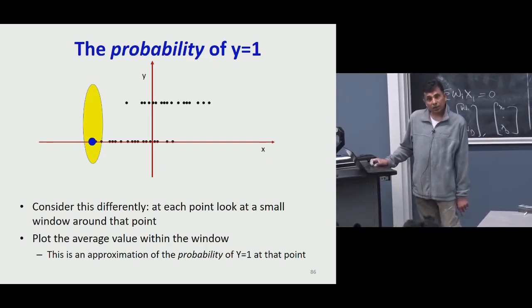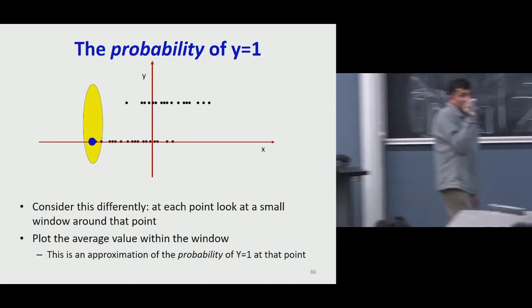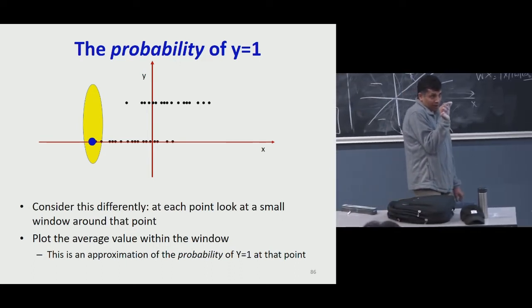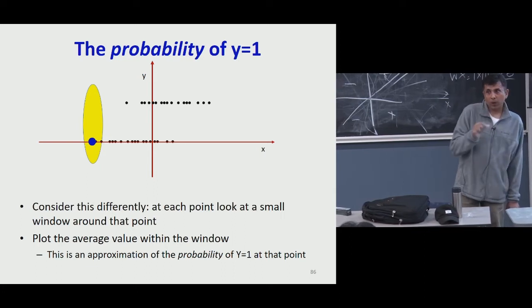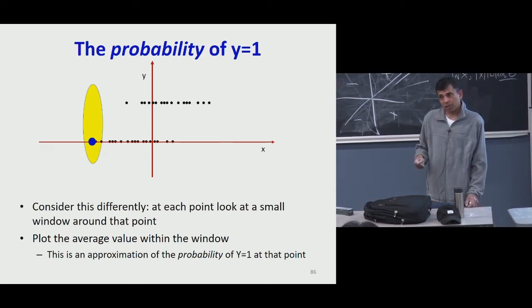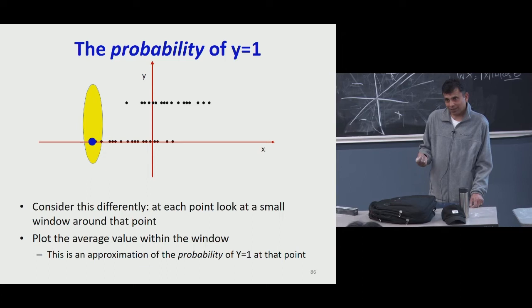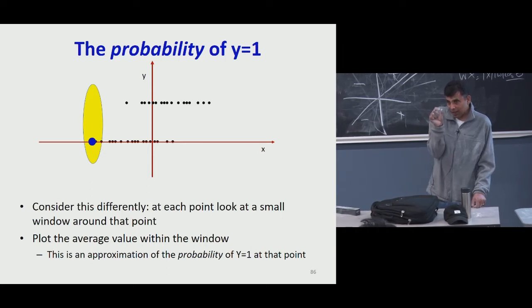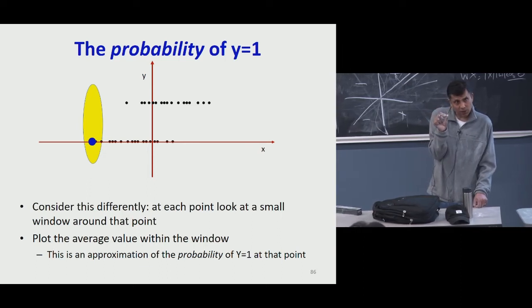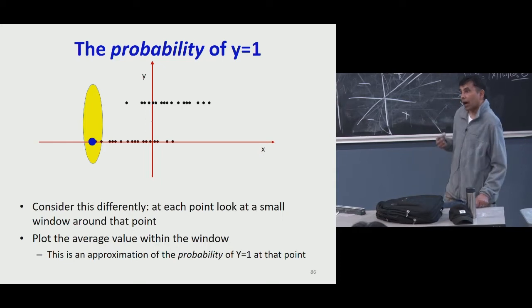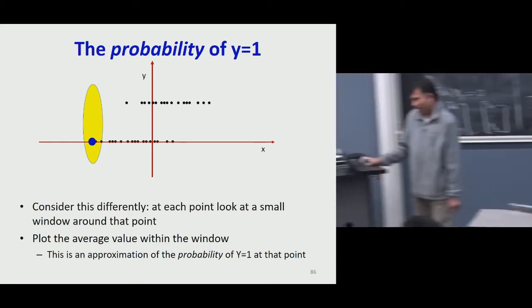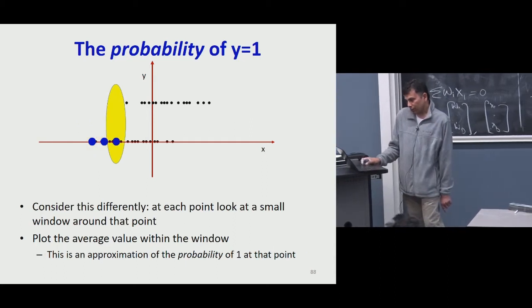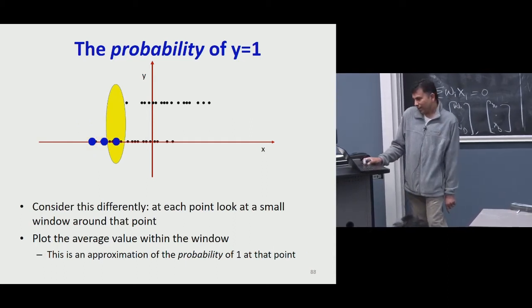What does this average tell you? It tells you the probability of +1 within that small window, right? So within that small window, if you have 6 1s and 4 0s, the average is 0.6, which is basically saying that in this range of x, the probability of the output being +1 is 0.6, right?